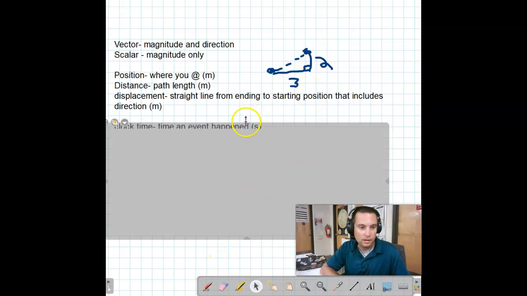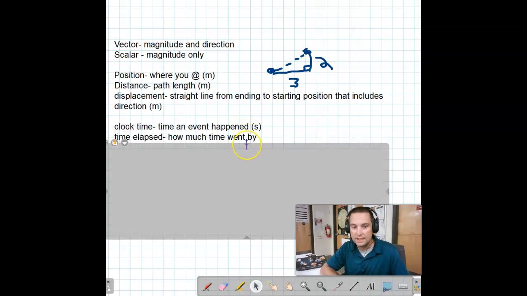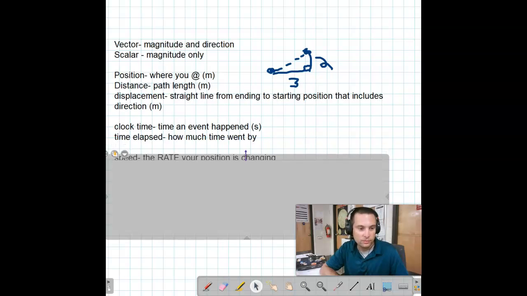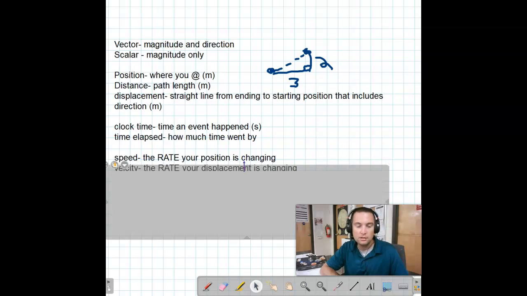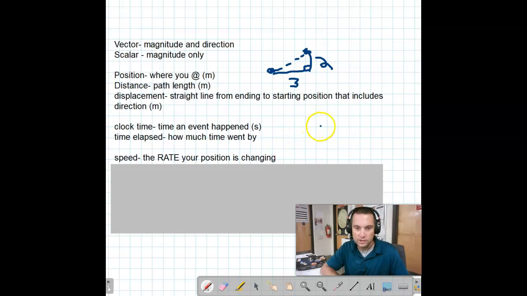All right. Continuing. Clock time is time that an event happens, measured in seconds. Time elapsed, how much time went by, also measured in seconds. You may be given something in hours, but we want it in seconds. You won't have to do a lot of converting between the two, but it's a good skill to know how to do. Speed, the rate your position is changing. So rate means that you are going over time.